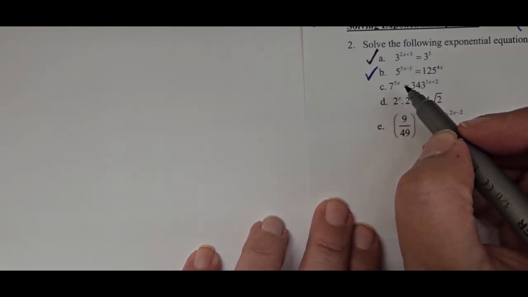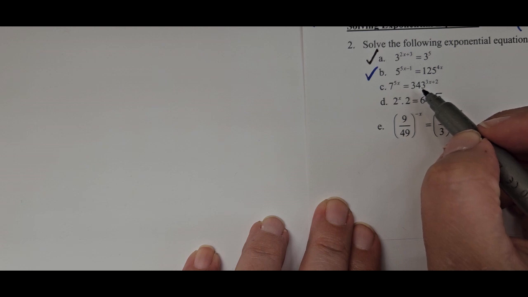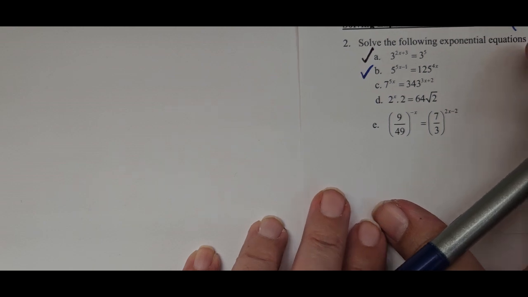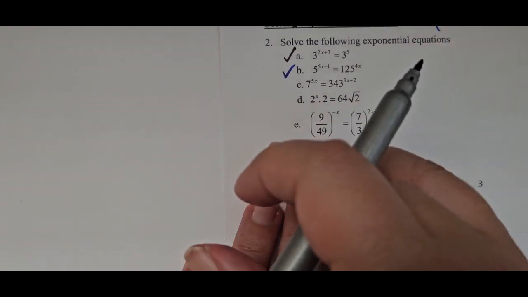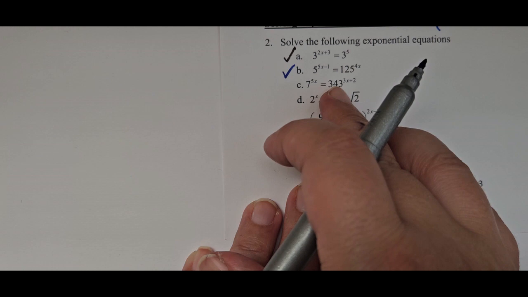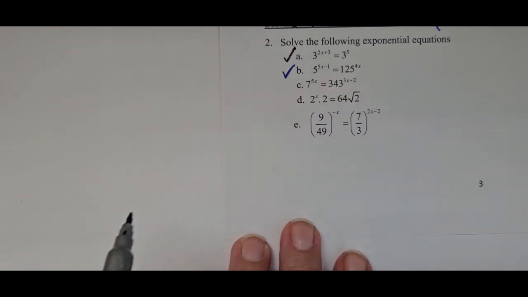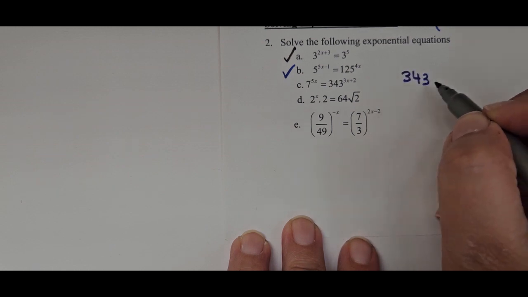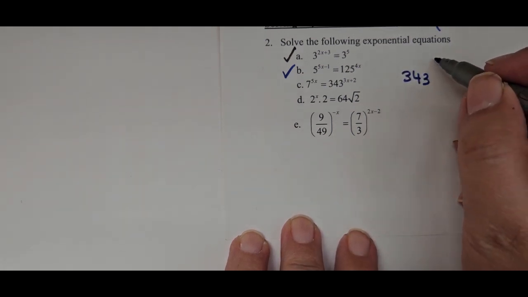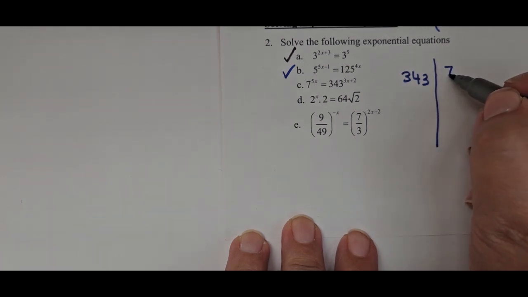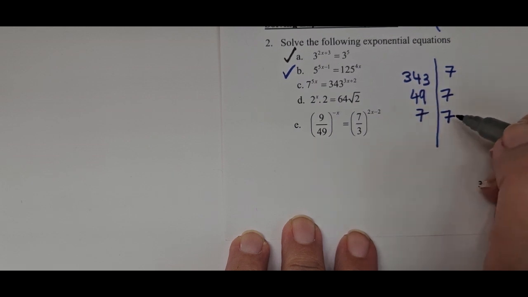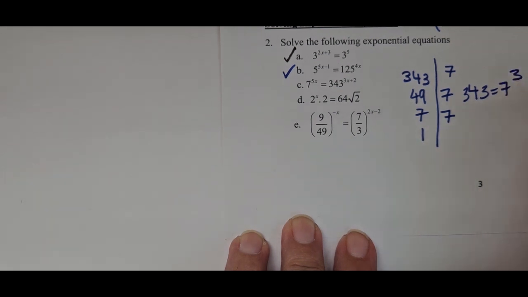So we have 7 to the power 5x equals 343 to the power 3x plus 2. Again, we have to make sure that the bases are the same. We have to convert one of the bases to the other. It's always easier to change from the bigger one to the smaller one. And usually the two bases would be convertible. So 343 divided by 7, it will be 49. 49 divided by 7, it's 7. 7 divided by 7, it's 1. So 343 is 7 to the power 3.